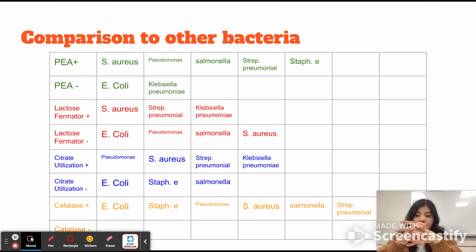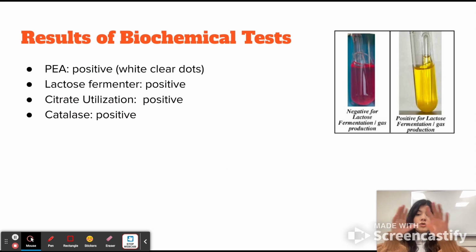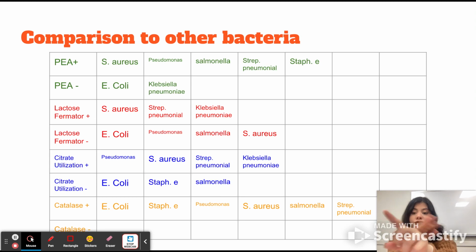So, as we can see, my unknown was positive for these four tests here. These are the four tests all listed. So there's PEA positive and PEA negative right there. My unknown was positive for PEA, unlike E. coli. My unknown microbe was positive for lactose fermenter, unlike E. coli and Salmonella. So this is to give you a nice representation of the other bacteria.